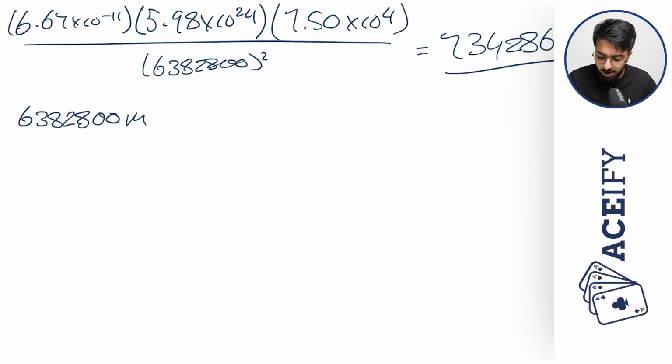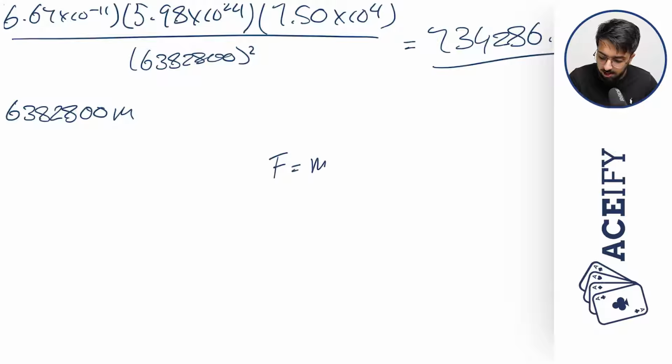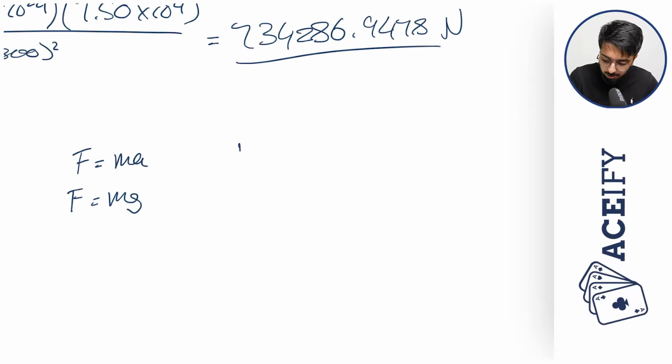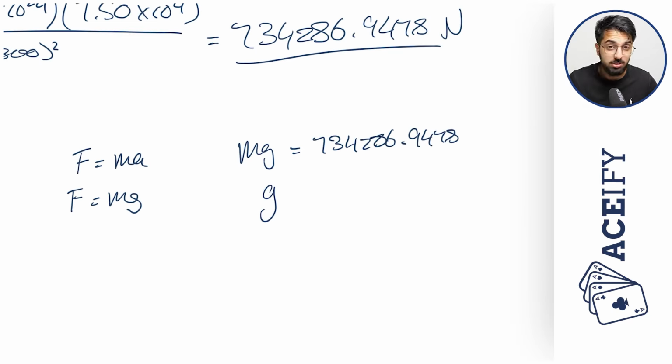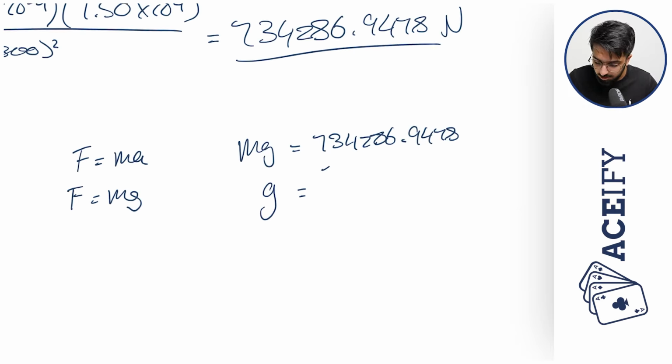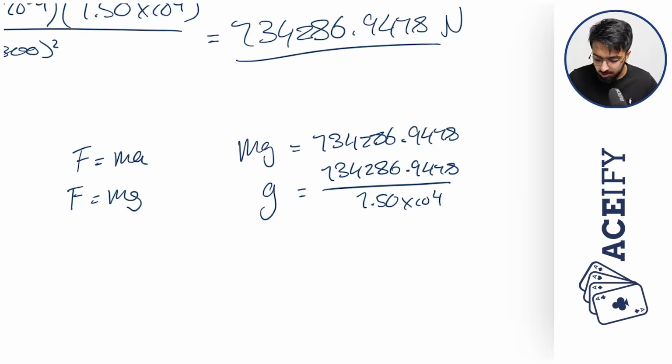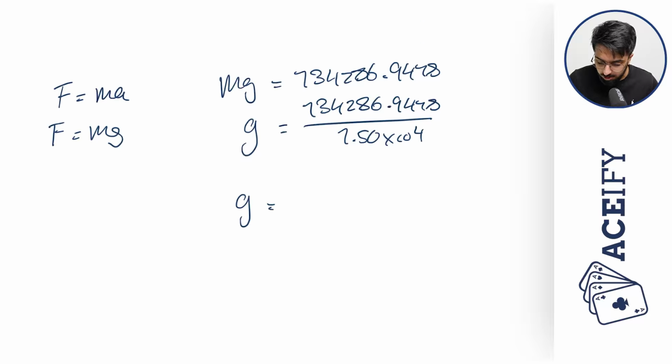So we know that our force is equal to ma. And so therefore, if we want to find the acceleration due to gravity, our force is equal to mg. And so we can say that our mg is equal to 734,286.9478. Therefore, our g, which is our acceleration due to gravity, is equal to 734,286.9478 all over our mass, which in this case is 7.5 times 10 to the 4. This gives an acceleration due to gravity of 9.79 meters per second per second.